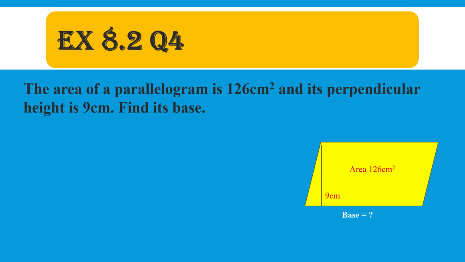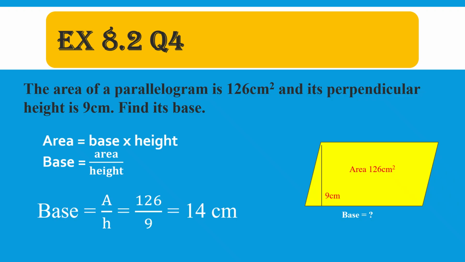As you all know, the area of a parallelogram is base into height. From here we can generate a new formula for finding the base. Simply, we have to divide area by the height. If you want to find out the height, you can divide area by the base, and if you want to find out the base, you can simply divide the area by height. Now here we will divide area by height to find the base of this parallelogram. Now let's put the values into the formula. Area is 126 centimeter square and height is 9 centimeter, and after dividing we get 14 centimeter base.